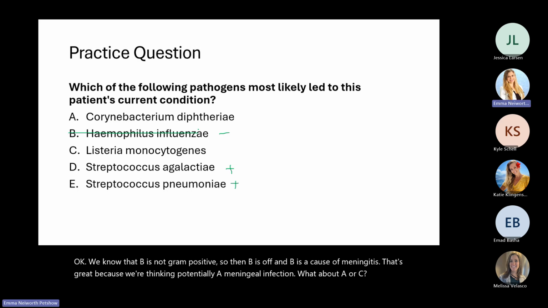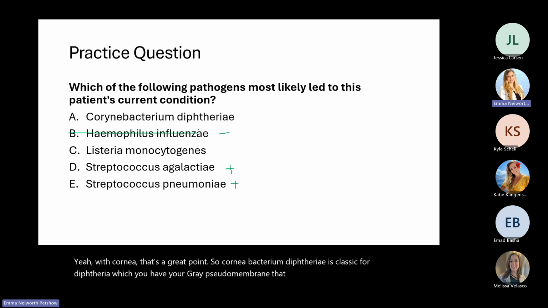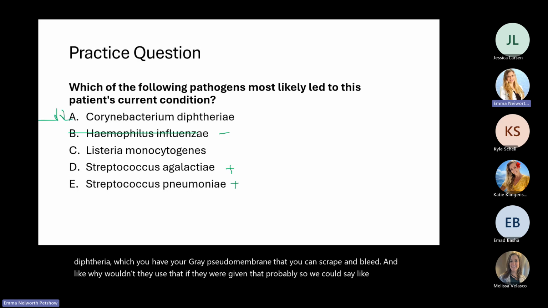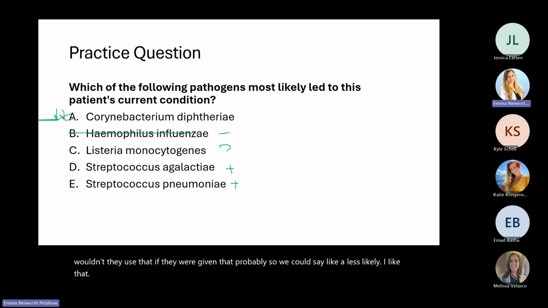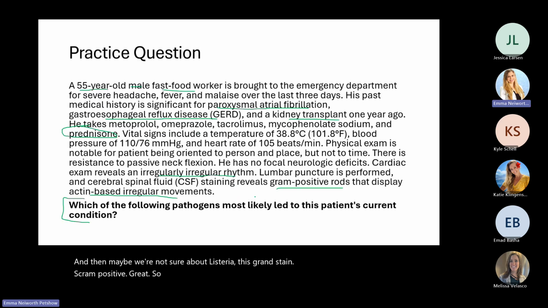Yeah, with Corynebacterium, that's a great point. Corynebacterium diphtheriae is classic for diphtheria, which you have your gray pseudomembrane that you can scrape and bleed. And why wouldn't they use that if they were given that? Probably. So we could say a less likely. I like that. And then maybe we're not sure about Listeria, this gram stain. It's gram positive, great. So Listeria is gram positive. So we have three.